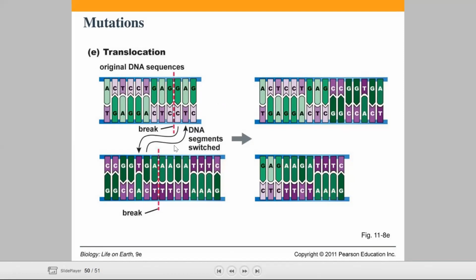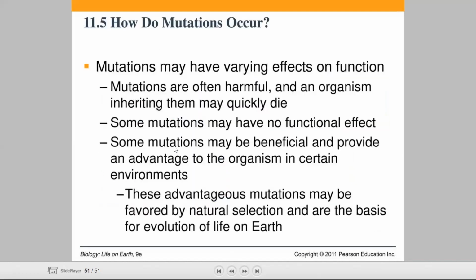Next one. Mutation may have varying effects on function. Mutations are often harmful, and an organism inheriting them may quickly die. As I already said to you before, usually the effect is deleterious. Some mutations may have no functional effect, and we call them silent mutations. But some may be beneficial, though this is rarely the case, and provide an advantage to the organism in certain environments. These advantageous mutations may be favored by natural selection and are the basis for evolution of life on Earth.